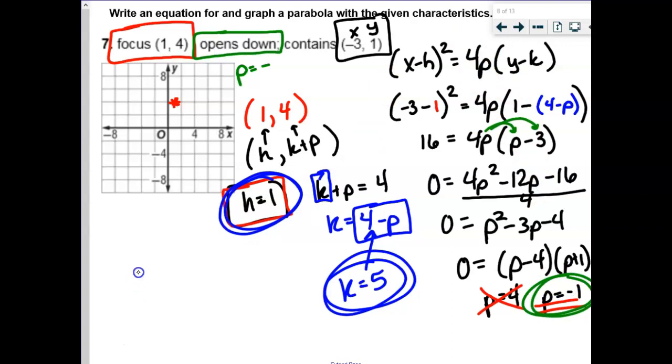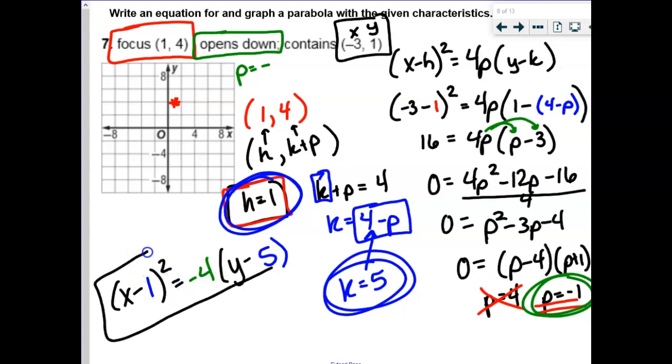I'm not going to graph this one. I'm out of energy. All right, here goes. x minus h, quantity squared, so x minus 1 squared. 4 times p would be negative 4. And then times the quantity y minus k, so y minus 5. Actually, you know what? I lied. Let's graph this one. Why not? You can just watch me graph. It is a thing of beauty.